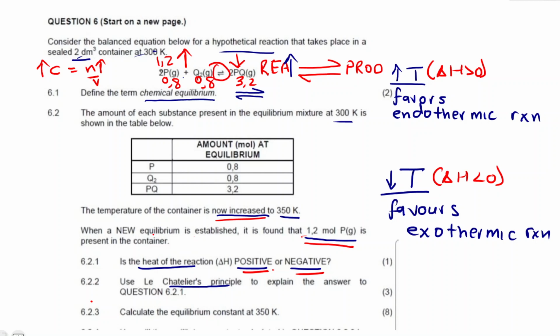I wanted to focus on the last question, which is 6.2.3. Calculate the equilibrium constant at 350 Kelvin. This is 8 marks. The equilibrium constant, so that's the calculation that I will be doing.